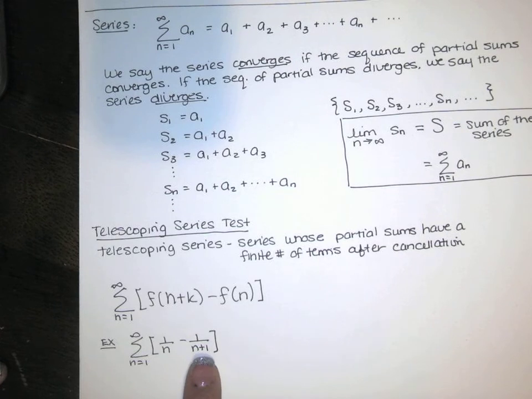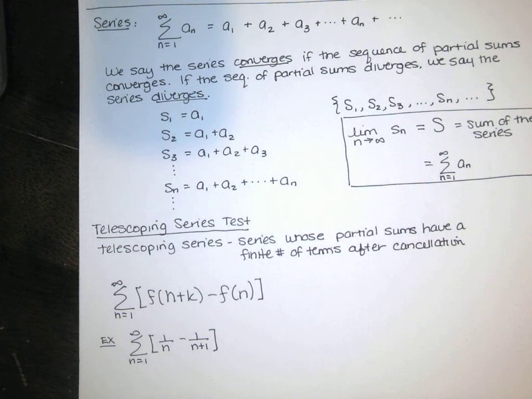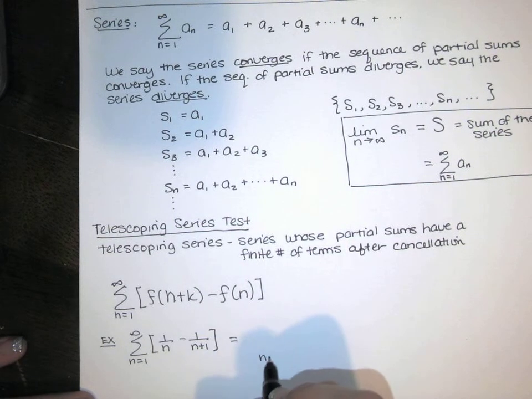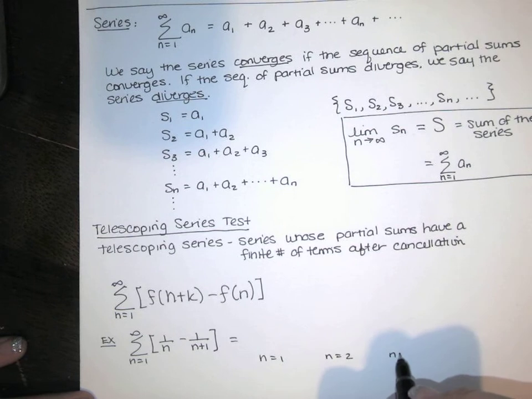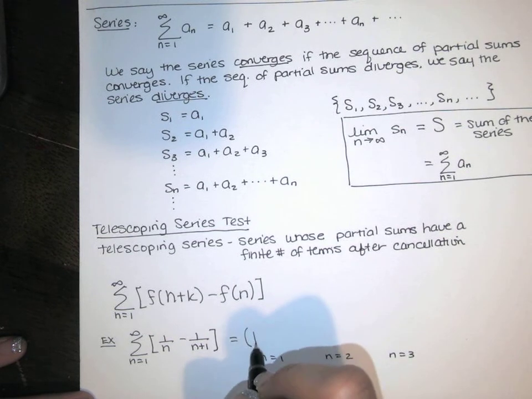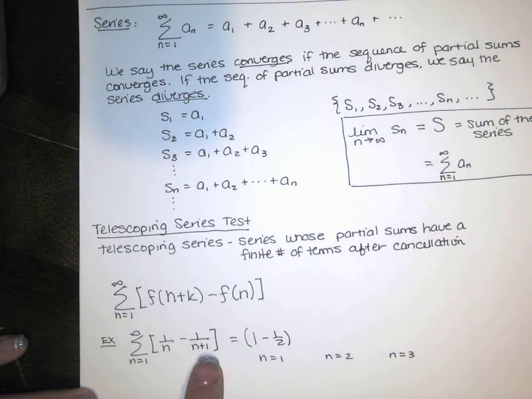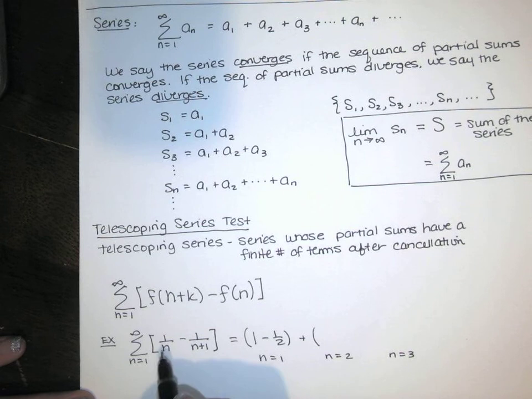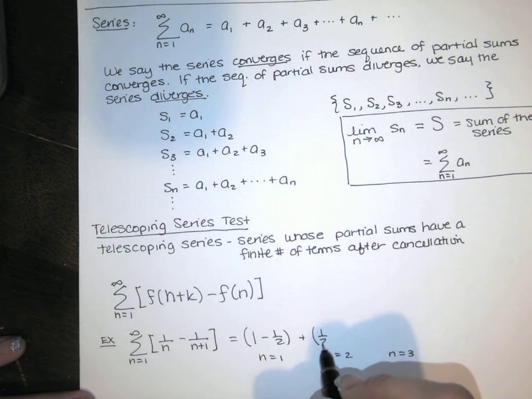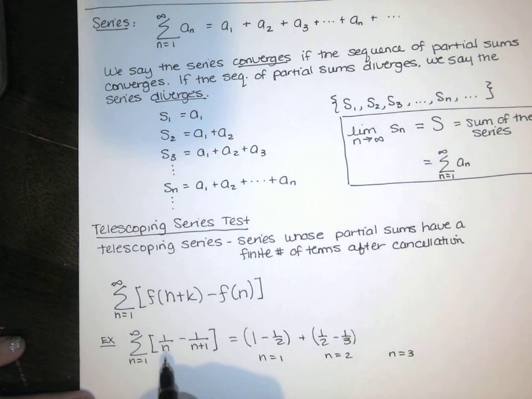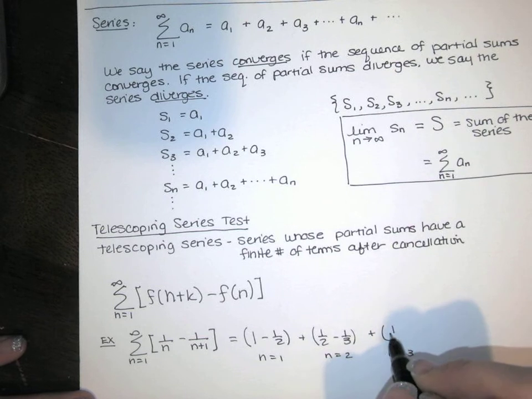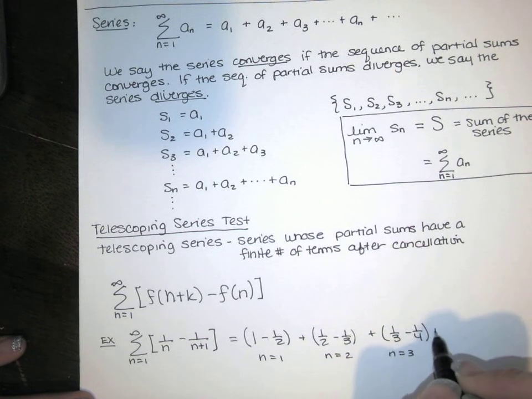This one's evaluated at n plus 1, this one's evaluated at n. So this is going to be a telescoping series. If I write it out, for n equals 1, n equals 2, n equals 3, and so on, what we have is 1 minus 1/2 when n equals 1, because I've got 1 over 1 plus 1 over 1 plus 1, so that's 1 over 2. When n equals 2, we get 1/2 minus 1/3. When n equals 3, we get 1/3 minus 1/4, and so on.